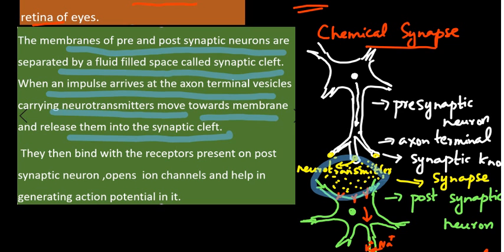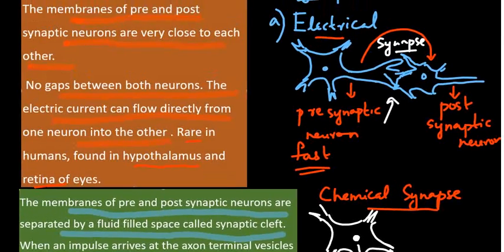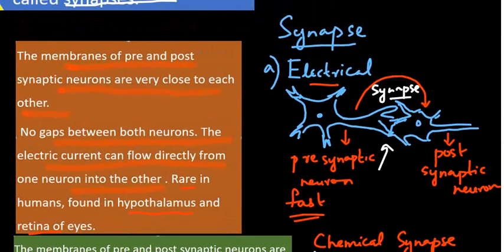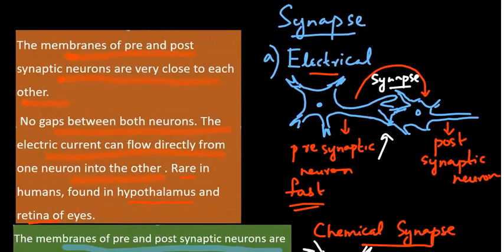These neurotransmitters bind with the receptors. Receptors are cells that receive the neurotransmitters. They bind with the receptors present on the postsynaptic neuron, and then they will open the ion channels and help in generating an action potential in it. So these are the two types of synapses. The first one, in which the synaptic cleft is not present, is called an electrical synapse, and the second one is called a chemical synapse.